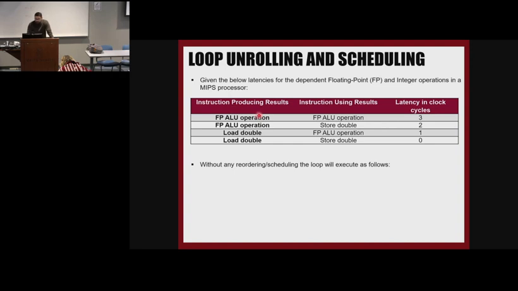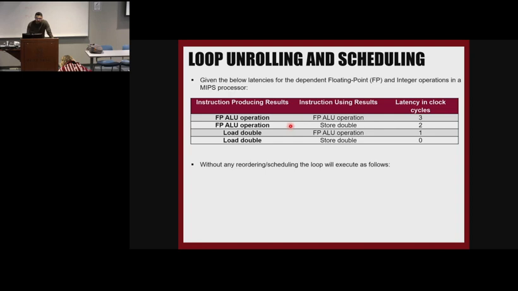You need to make sense of this table to be able to answer the question. So the instruction that is producing the result is shown in the first column, and then we have the instruction that is using the results in the second column. And then we define some latency values for these instructions.